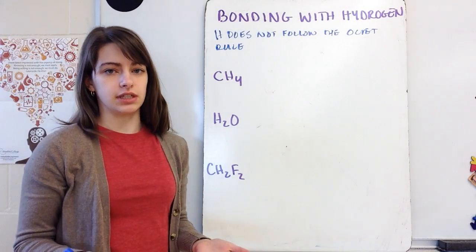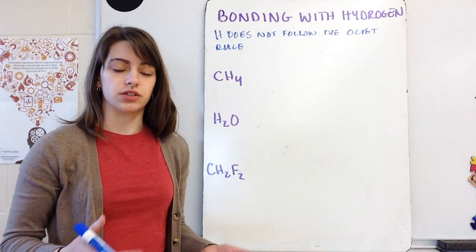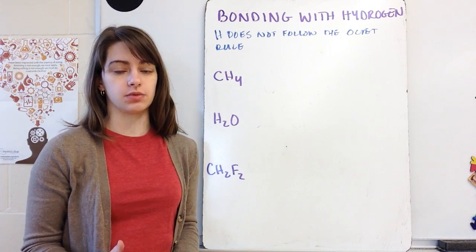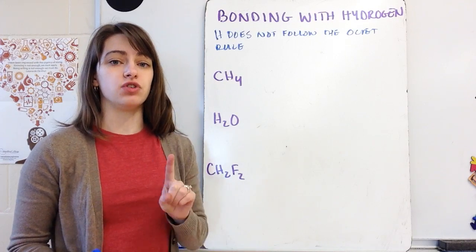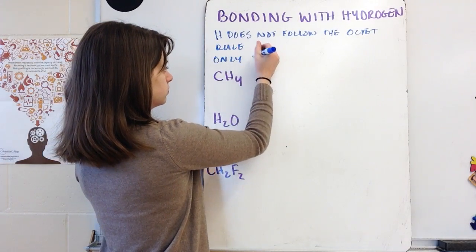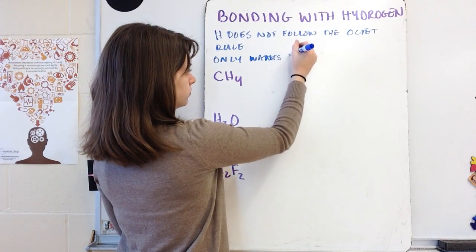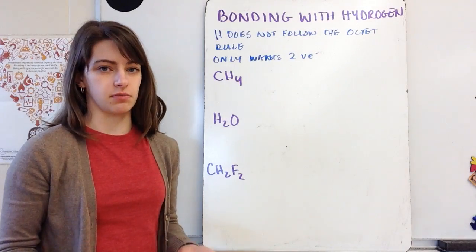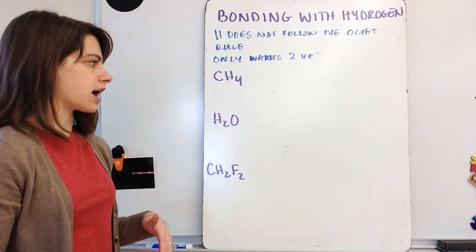And the main difference with this is hydrogen just isn't big enough to accommodate 8 electrons. So it doesn't want 8. In fact, hydrogen only wants 2 electrons when it bonds. So it's going to make one single bond, and it's going to have no lone pairs. So let's look at some examples for this. So our first example is carbon with 4 hydrogens.